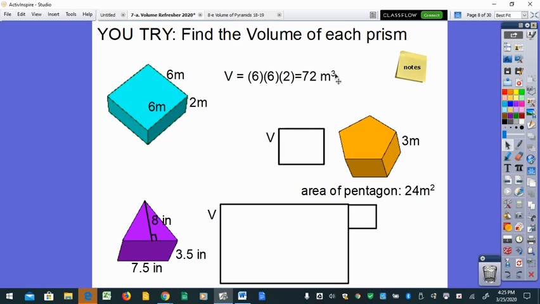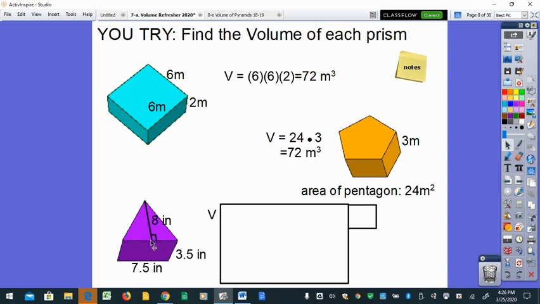The pentagon is actually the next easiest. Even though we can't find the area of a pentagon, I gave it to you. So one pentagon here has an area of 24 meters squared. That's the base area, the capital B. Multiply it by the height, and you've got the volume, 72 meters. Don't forget the 3 for cubed units. The triangle is usually the toughest one because you have a little bit of work to do on that base. So right here, I'm going to take the base of the triangle times the height.